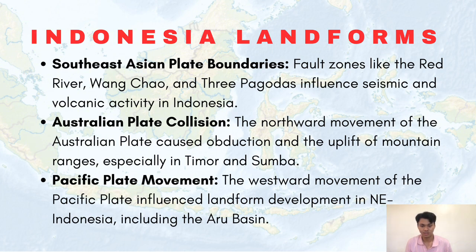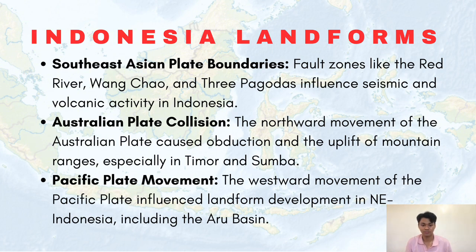Next is the Australian Plate collision. Yung northward movement ng Australian Plate ay nag-cause ng subduction at yung pag-uplift ng mga mountain ranges, especially sa Timor at Sumba. Subductions and collisions resulted in the formation of mountain ranges and uplifting land masses.